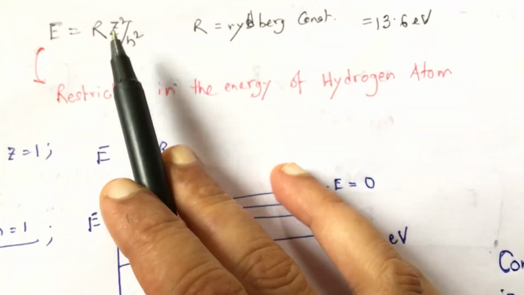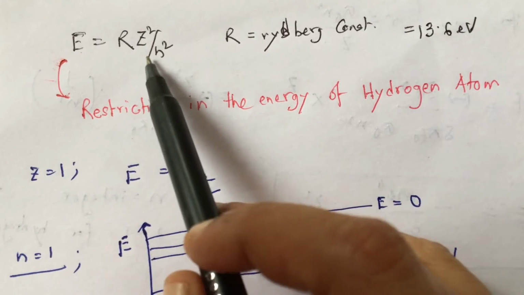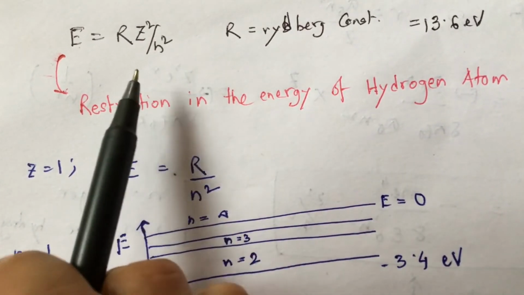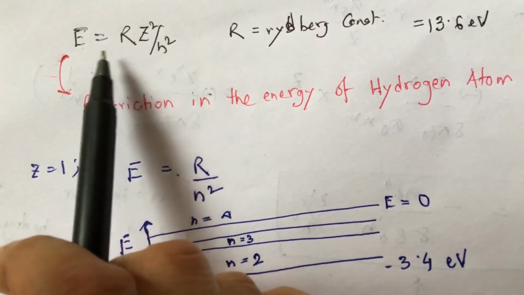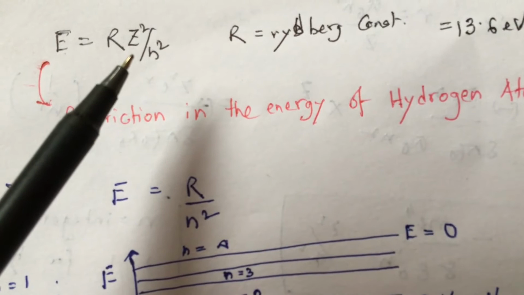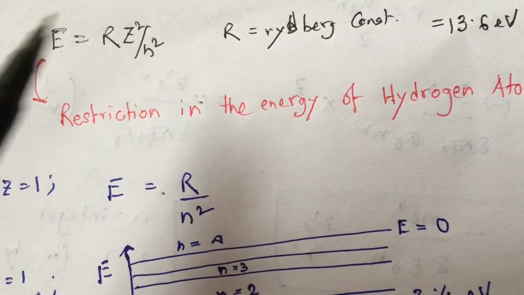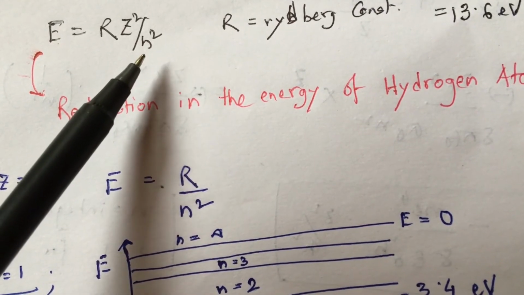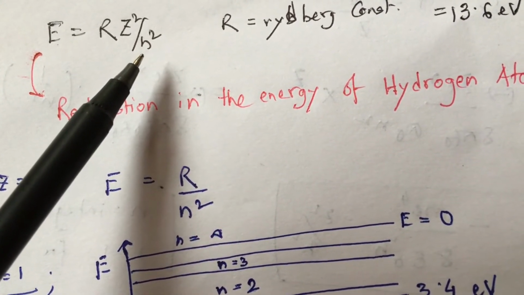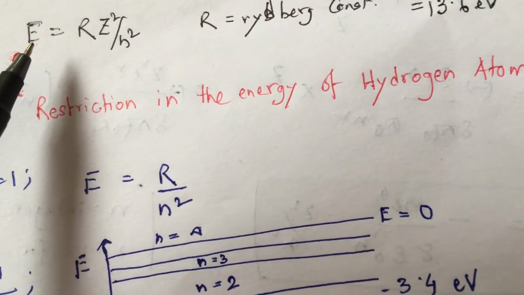Now what does this expression tell us? It tells a very important piece of information about any atom. The atom with Z number of electrons will have this much energy, and this varies with n, which means that with the change of n value, E changes. n is an integer, so accordingly E will take those values, not just any random value.